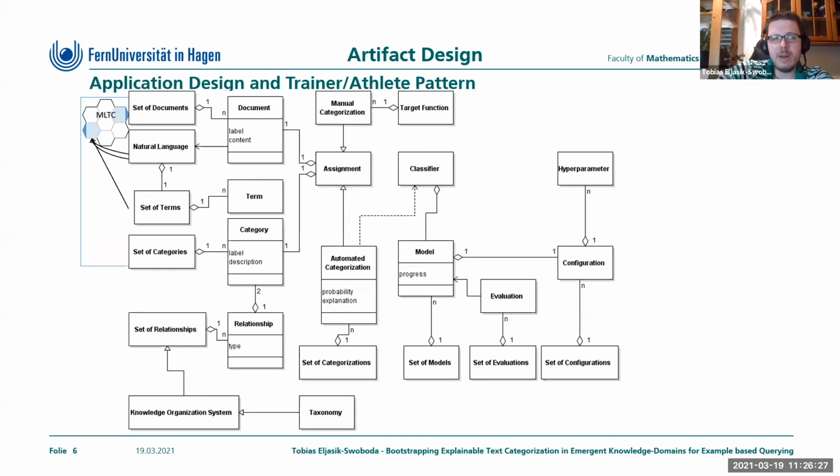Based on this, for the domain of machine learning-based text categorization, a common information model has been created, and it importantly always contains an explanation for why a result was generated. Something that implements this interface should always provide such an explanation.